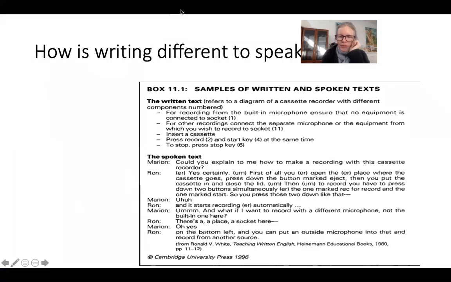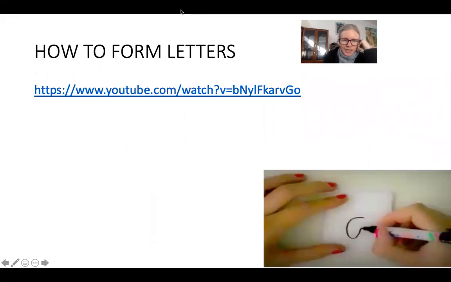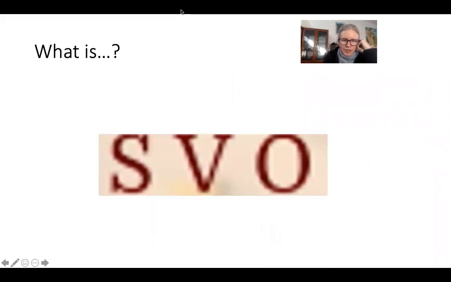So we looked at how writing is different to speaking, and that it's more formal, and that there's less ellipses or left out parts. There's more hesitations, more fillers in speaking, and usually not always grammatically correct. We looked at how people write in different languages. So we write left to right, but right to left is these languages. And how to form letters is this.